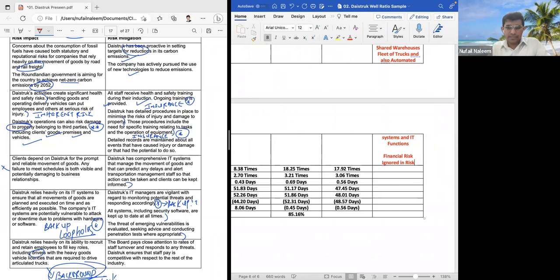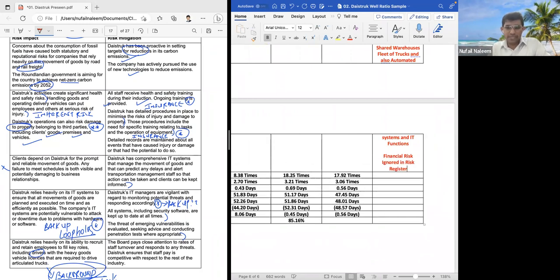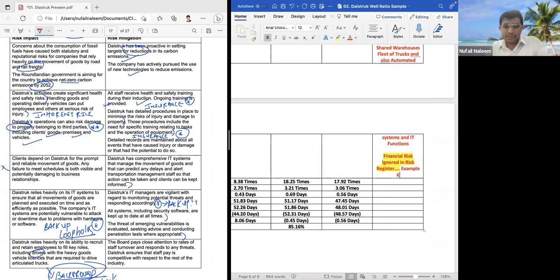Ignored in risk register. Now you see Kingfisher Airlines in India. How did they survive in the market? They ignored the financial risk in the risk register. So can I get that idea? So I'll write down here, example: Kingfisher Airlines. Correct, no, students?